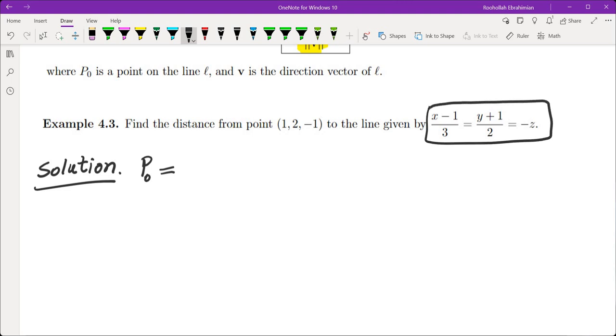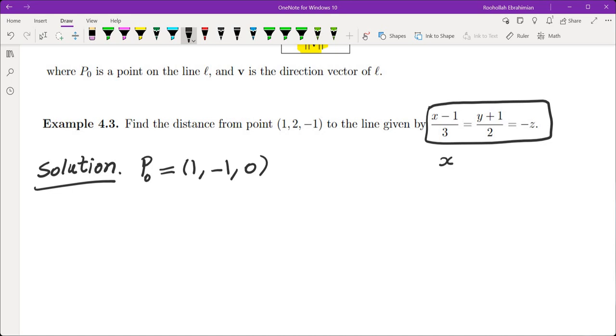It doesn't have to be any specific one. It could be anything that satisfies this. The easiest one is the point that makes this equal to 0. So if x is 1, y is -1 and z equals 0, we get that all these three things are 0.